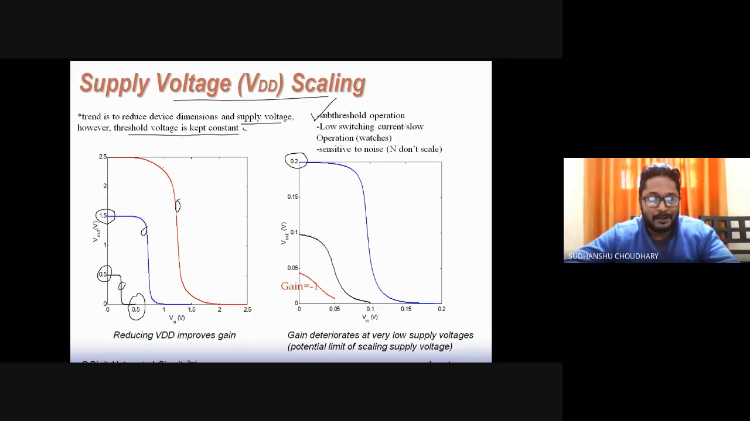So earlier we had that at the border of this transient region, the gain was -1, but now when you reduce this VDD to this level, 0.05, still the inverter characteristic is maintained.